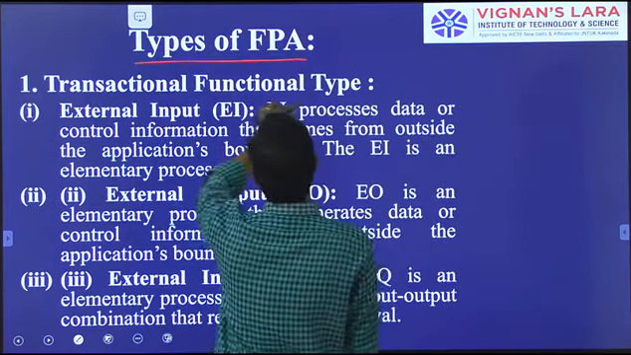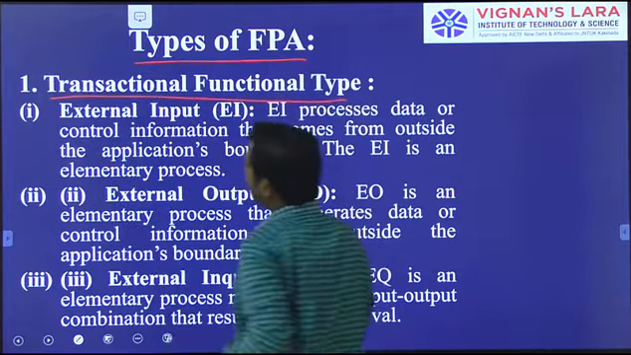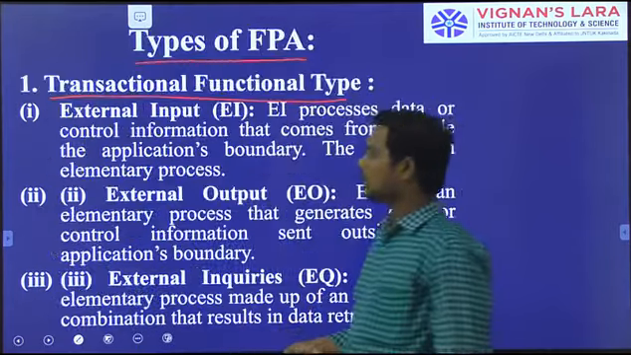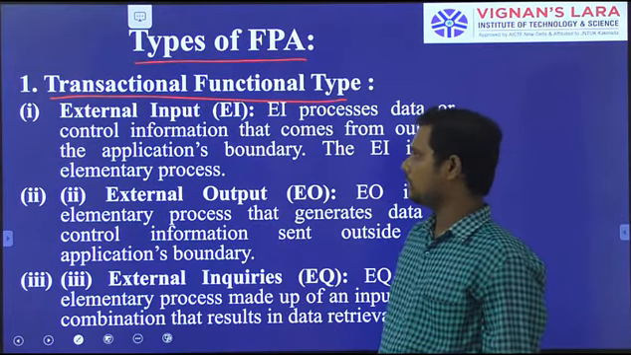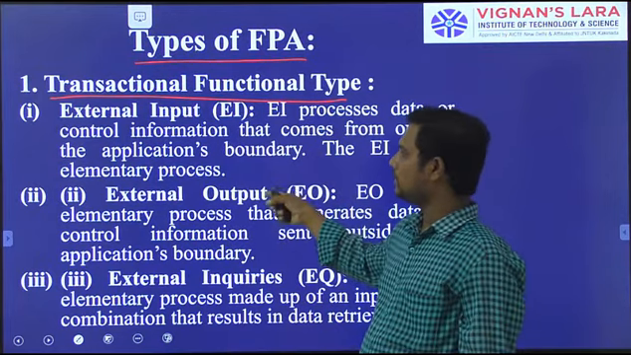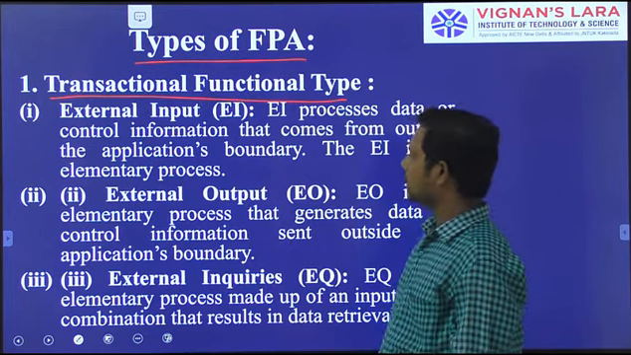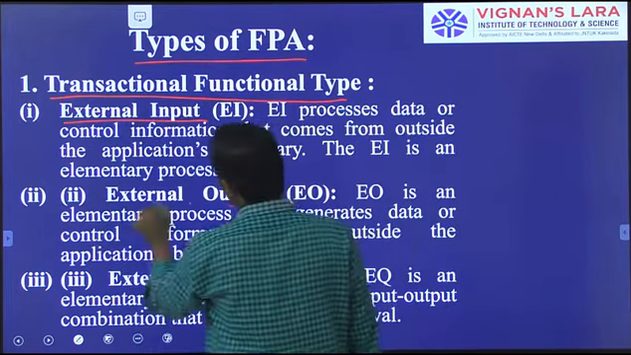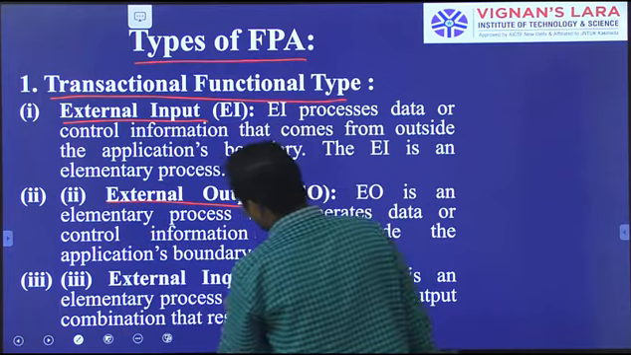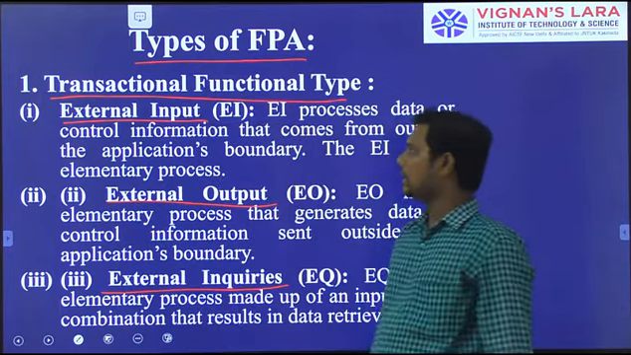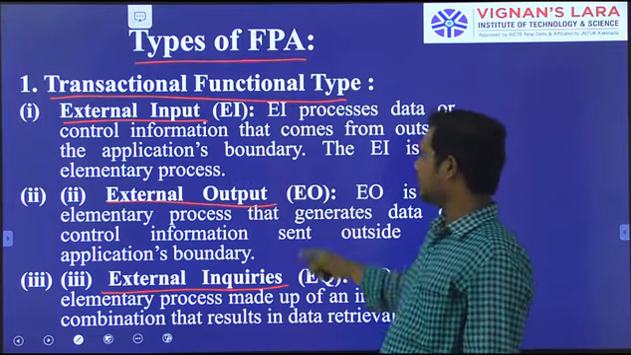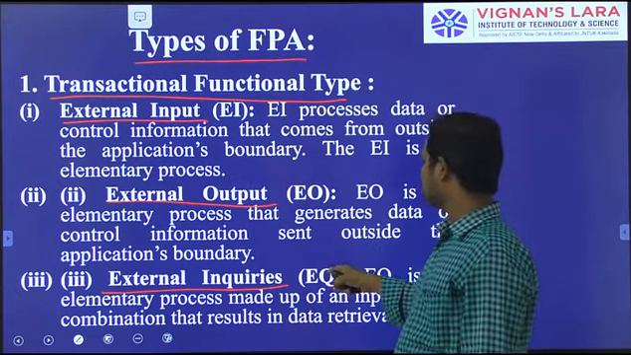You can see the types of function point analysis. The first one is the transactional functional type. The second one is the data functional type. In the transactional functional type, three types of functions are there: external input, external output, and external enquiries. External inputs EI, external outputs EO, external enquiries EQ.